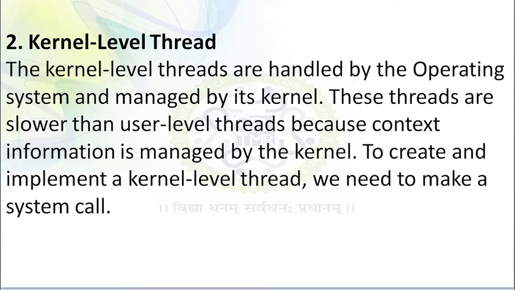And then there are kernel level threads. Kernel level threads, the second type of threads, are handled by the operating system and managed by its kernel. These threads are slower than user level threads because the context information is managed by the kernel. To create and implement a kernel level thread, we need to make a system call.